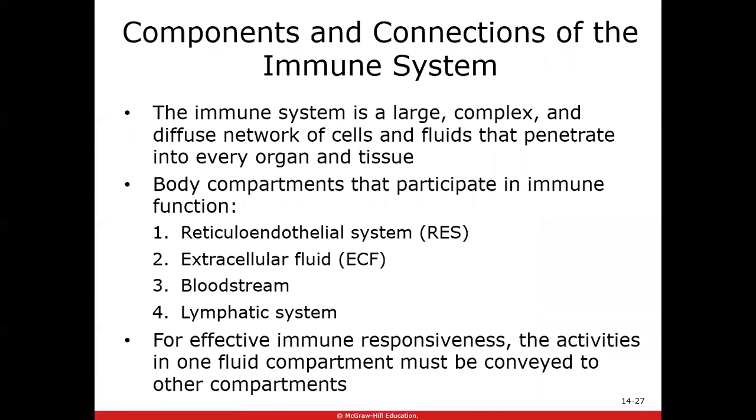So the components and connections of the immune system. The immune system is a large, complex, and diffuse network of cells and fluids that penetrate into every organ and tissue. The body compartments that participate in immune function: the reticular endothelial system, which is between the blood and the cells. All the tissue that's extracellular, outside of the blood vessels and outside of the cells, is everything in between. Then you have extracellular fluid, then the actual bloodstream, and the lymphatic system. For effective immune responsiveness, the activities in one fluid compartment must be conveyed to other compartments.